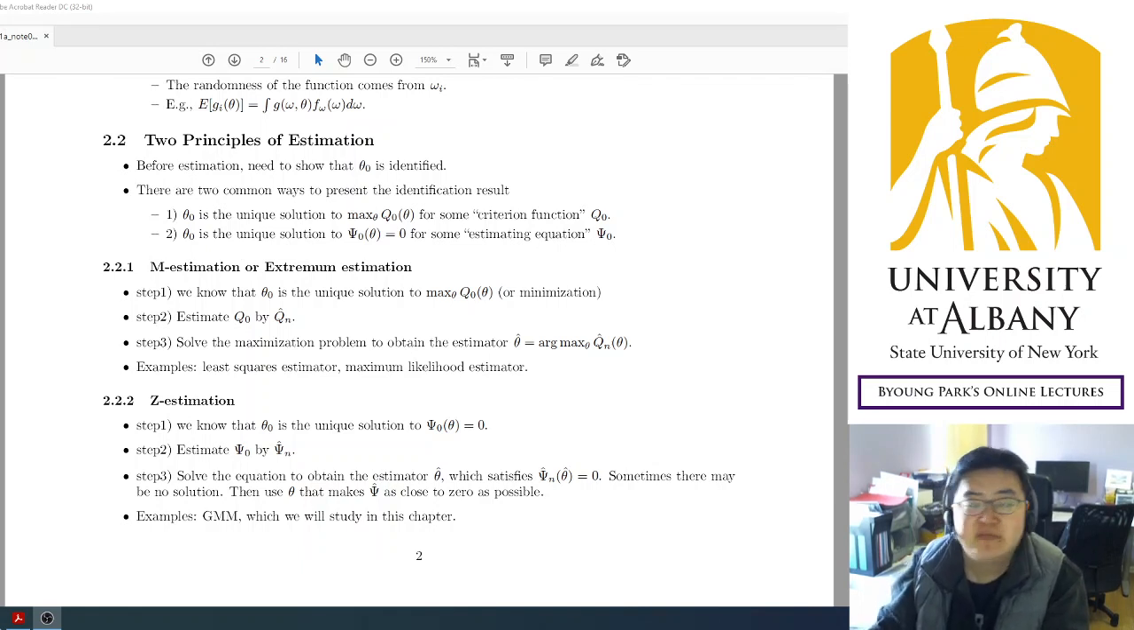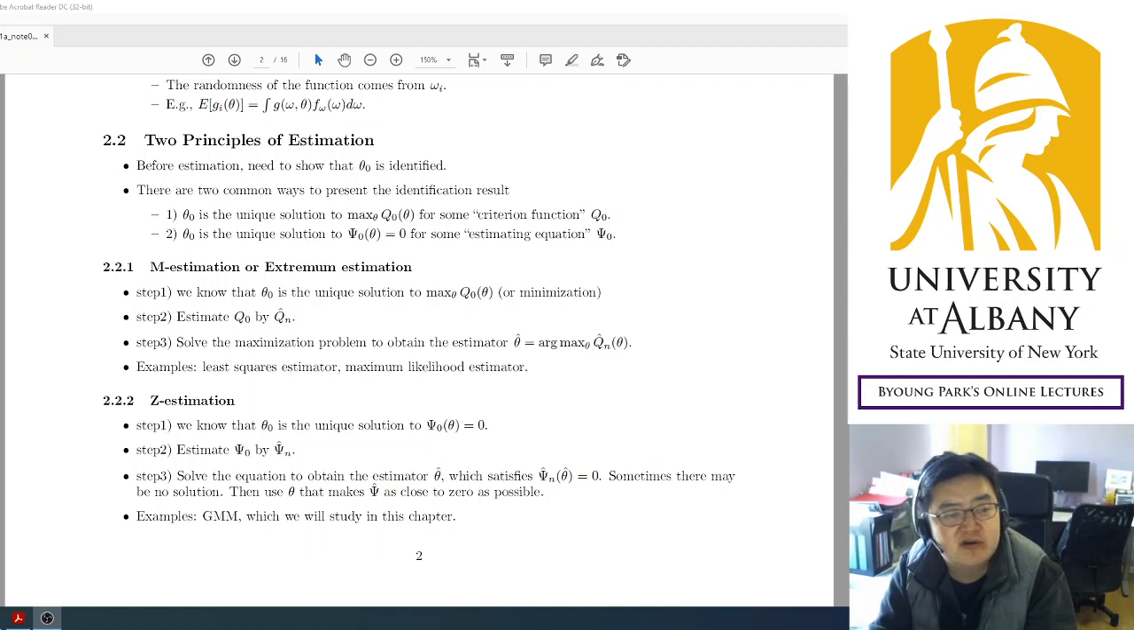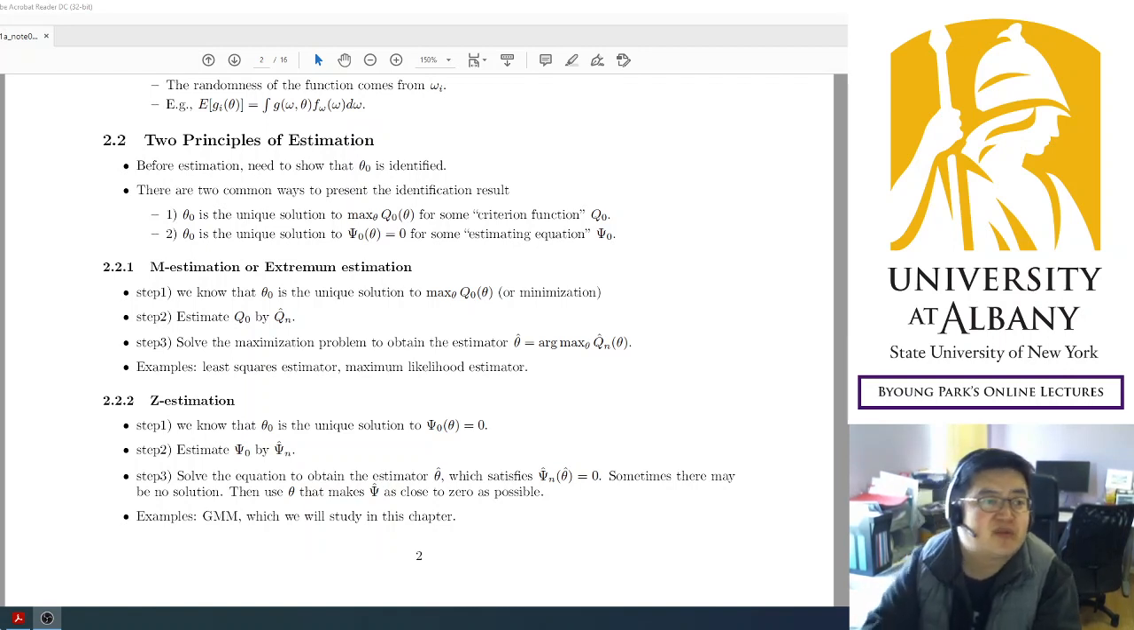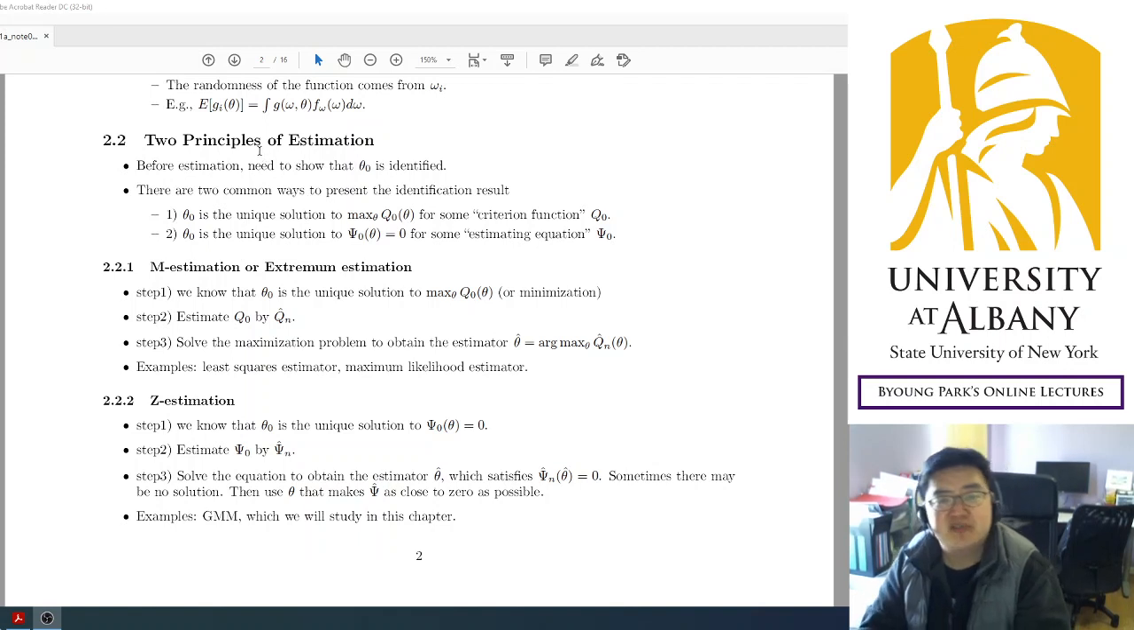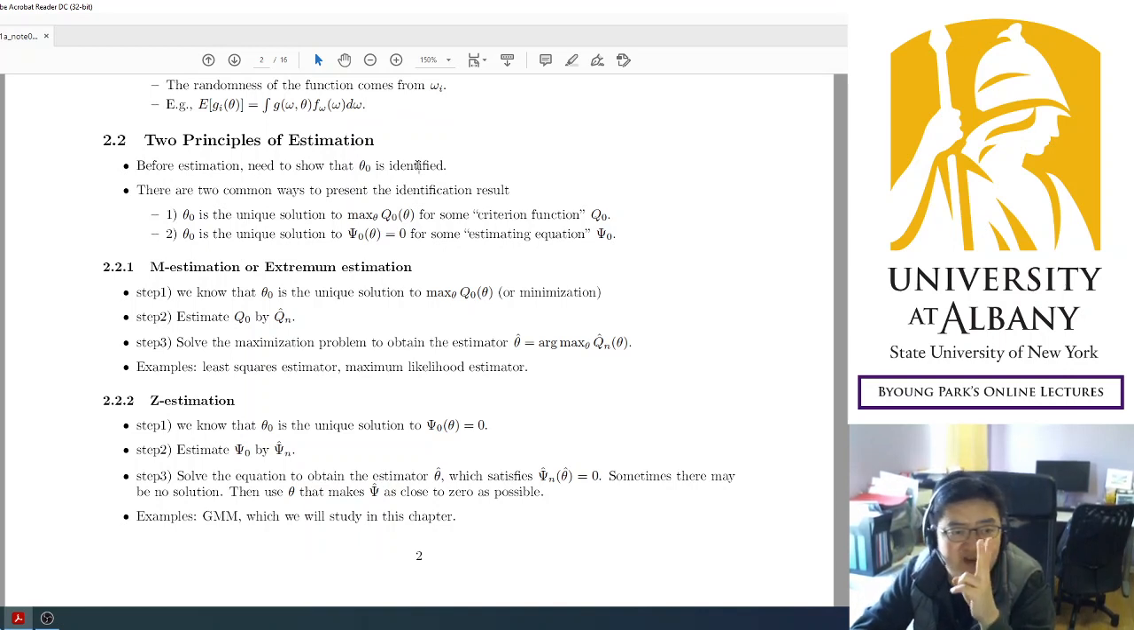Hello, I have defined some basic notation, and we consider the linear regression as an example. And let's make it super general. You can think about two different principles of estimation. So first, we are going to assume that theta hat is identified. Without identification, you cannot do anything with the data. So suppose identification is not a problem. Then there are two different ways to present the identification result.